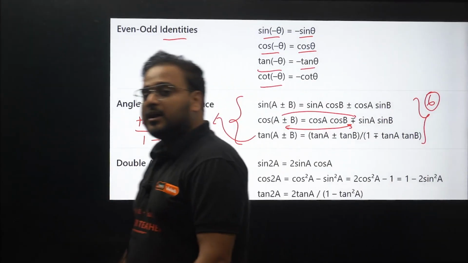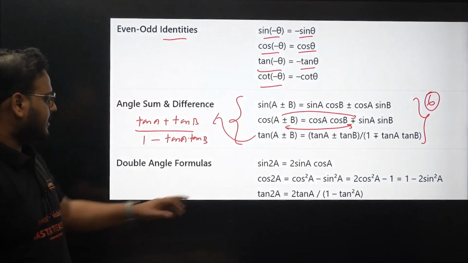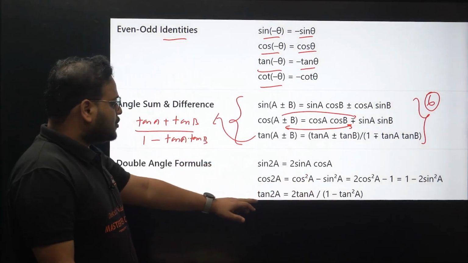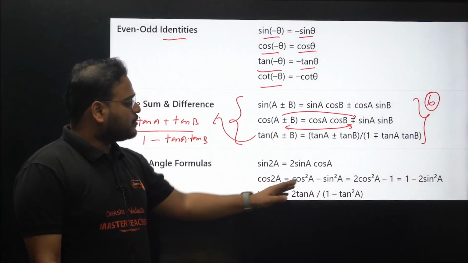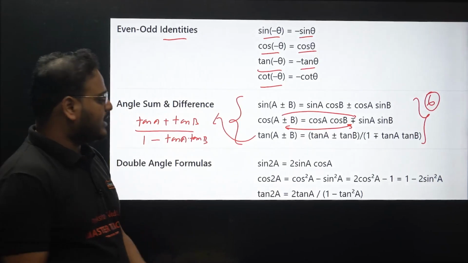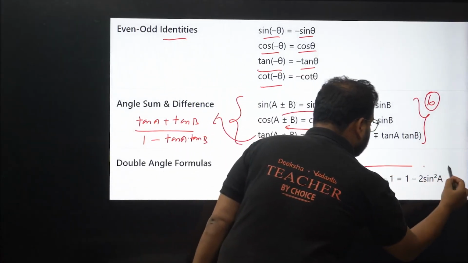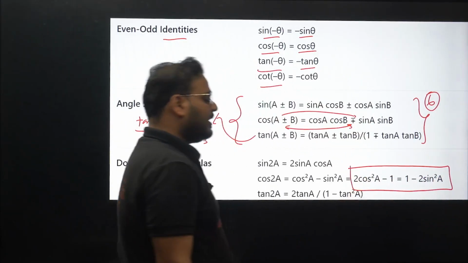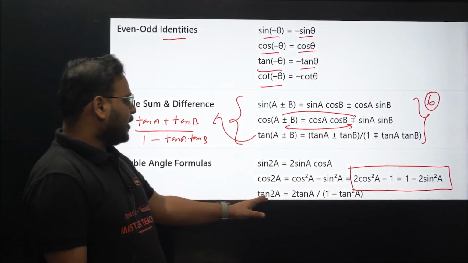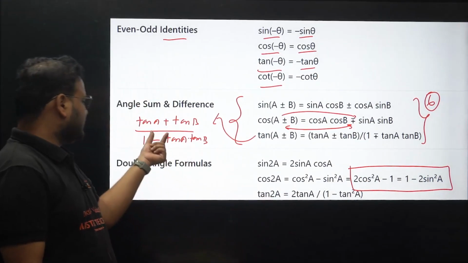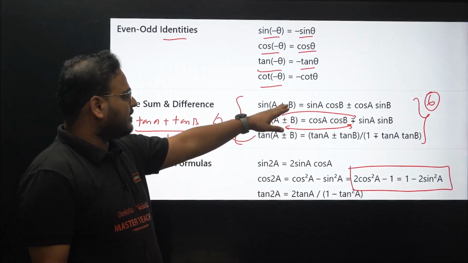Then we have double angle formula for sine, cos and tan. Sine 2a is 2 sin A cos A, cos 2a is cos square A minus sin square A, also equals 2 cos square A minus 1 and 1 minus 2 sin square A. Very very useful these 2 parts. Next we have tan 2a as 2 tan a upon 1 minus tan square a. These formulas are arrived from this only.